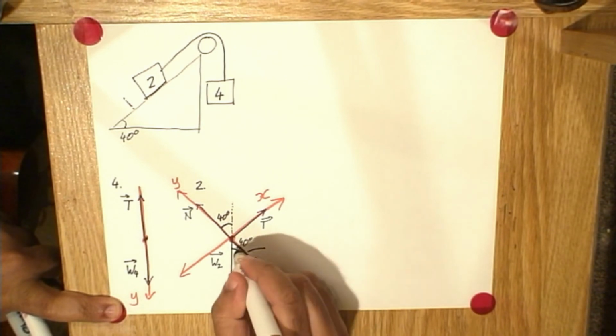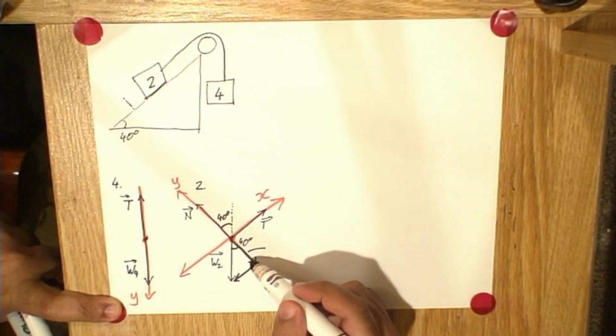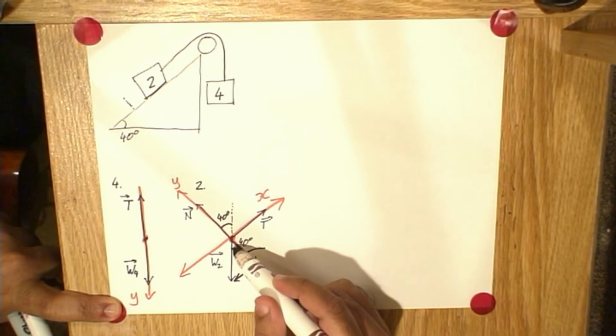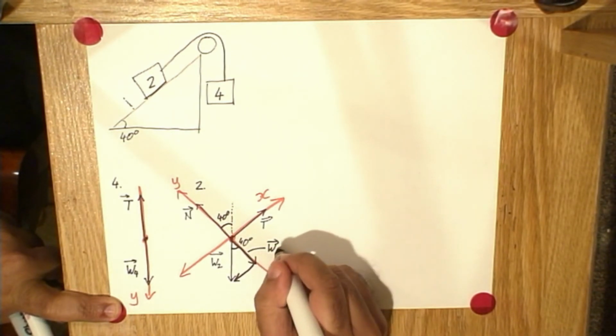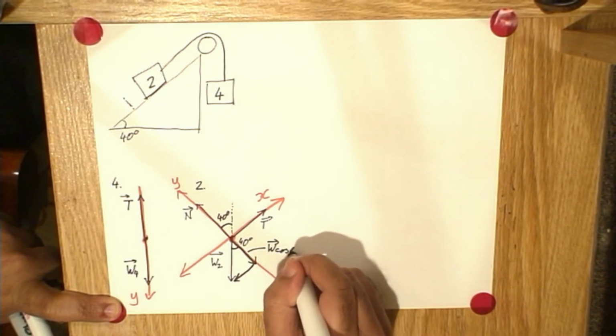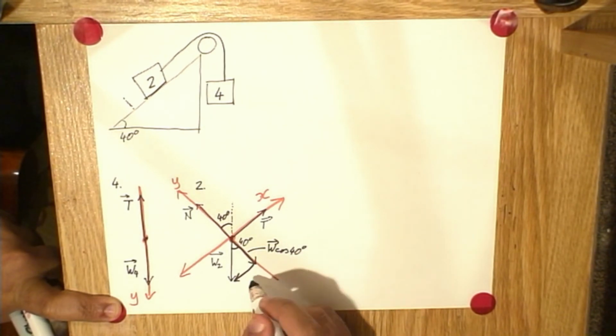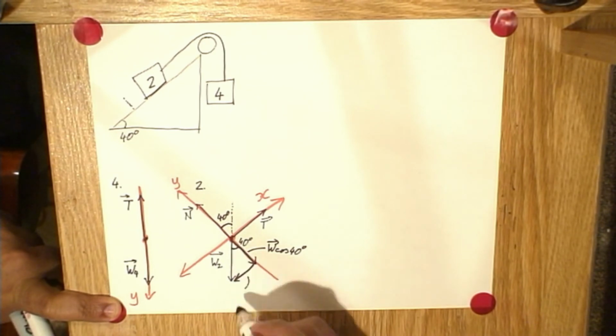So this side, the one which is on the y-axis, is the adjacent side to this angle. So this becomes weight cos 40 degrees. Whereas this side is opposite the angle, so it will become weight sine 40 degrees.